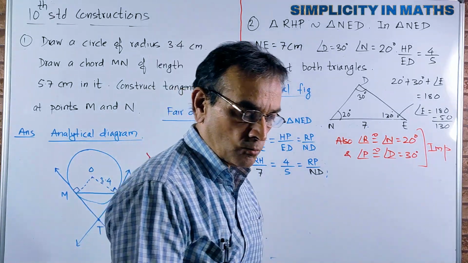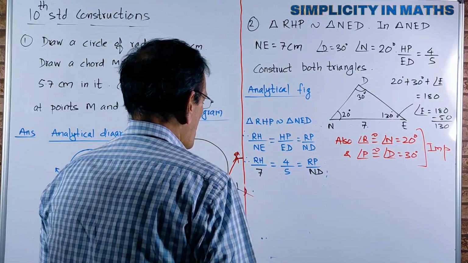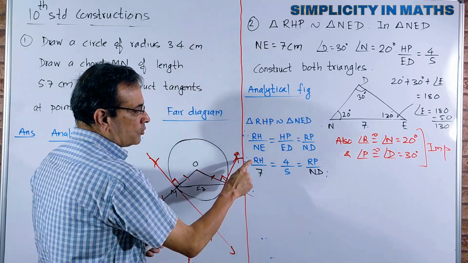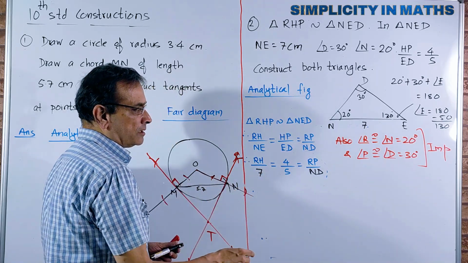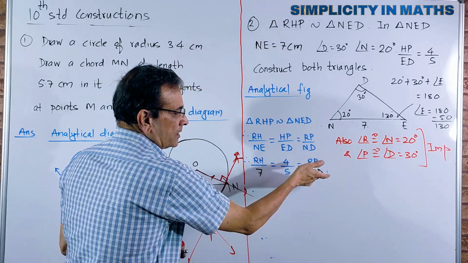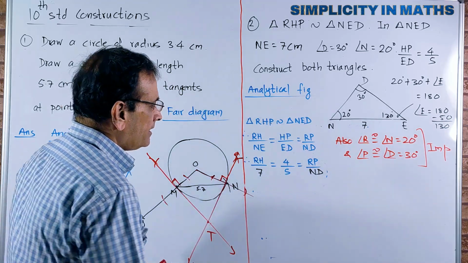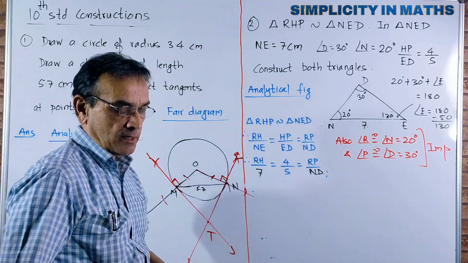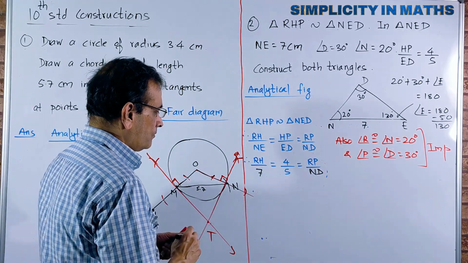Let us calculate now. Now, obviously, I am going to cross multiply these two ratios because in this we do not know RP and ND. लेकिन ये रेशो में NE मालूम है. So cross multiply करो.